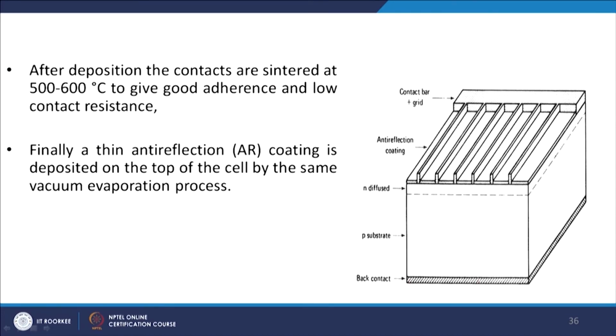So, we have a back contact, then we have a P substrate, then we have an N diffused layer, and then we have this metal grid and on top of that we have an anti-reflection coating and we have a contact bar. So, these are the grids and these are the contact bars. One contact we take from here, one contact we can take from here, and we have a PN junction diode which is sandwiched between these two contacts. Just to reduce the light loss we have put this kind of grid structure and we also put an anti-reflection coating.